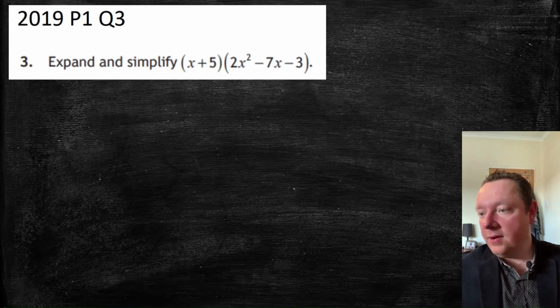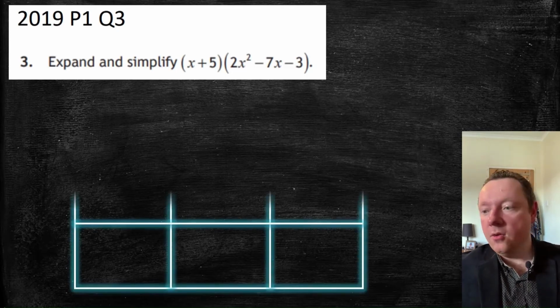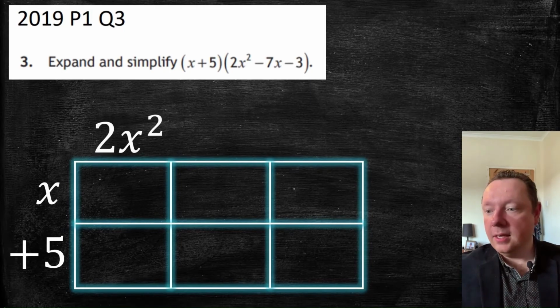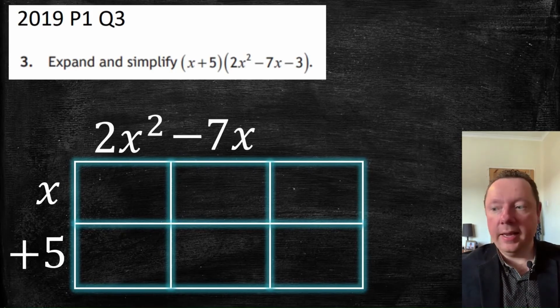So we've got x add 5, 2x squared minus 7x take away 3. Hopefully you get an idea now. I draw my grid. On one side goes the first bracket, so I'll put x add 5 down the side, and the other side goes the other bracket. 2x squared minus 7x minus 3, times it all together.